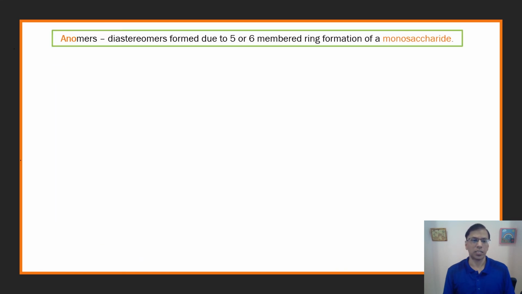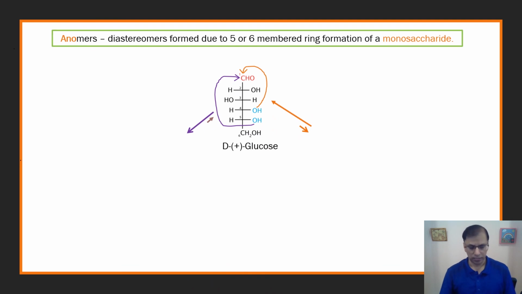So let's move on to the last type of isomers called anomers. Anomers are diastereomers, and they are also observed only in sugars, monosaccharides like glucose and fructose, and they are formed because these molecules prefer to form a 5-membered or a 6-membered ring. So let's consider D-glucose.